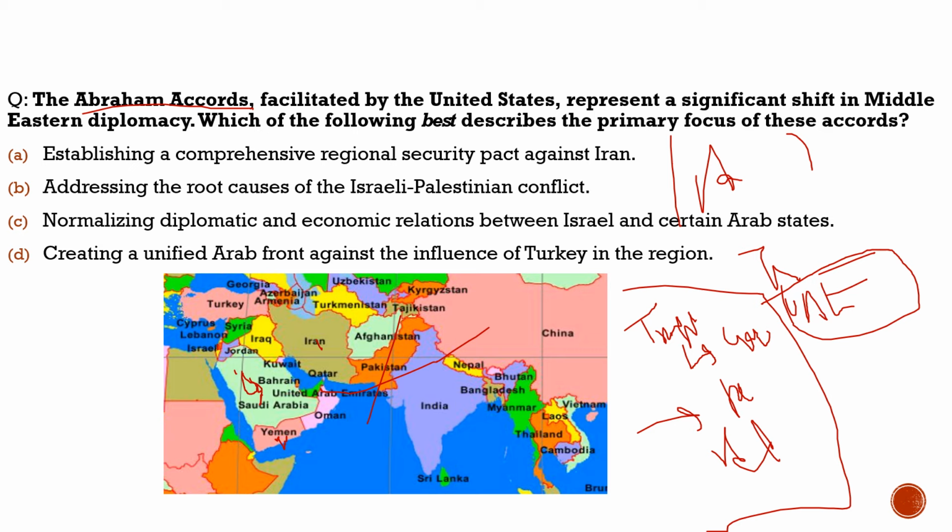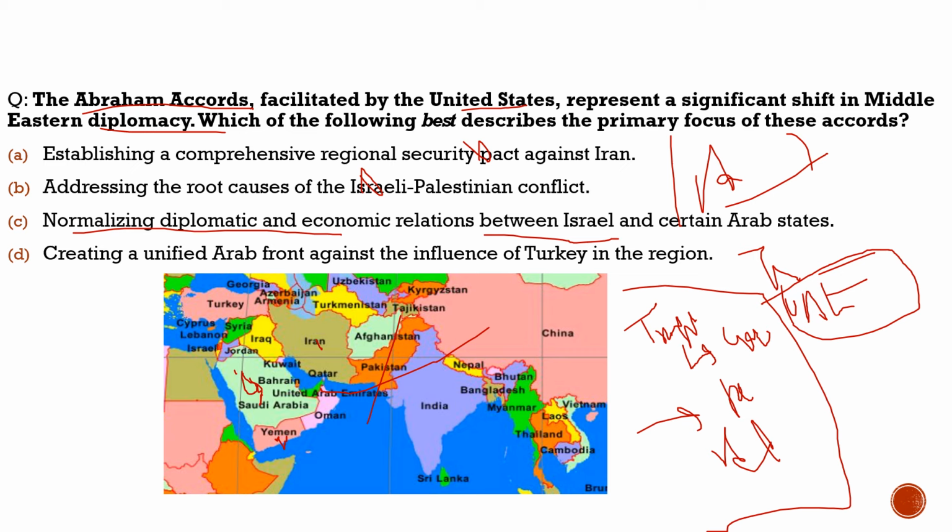Here the question says: the Abraham Accords, facilitated by the United States, represent a significant shift in Middle Eastern diplomacy. Which of the following best describes the primary focus of these accords? What is the primary focus? First, establish a comprehensive regional security pact against Iran? No. Second, addressing the root cause of the Israeli-Palestine conflict? No. Third, normalizing diplomatic and economic relations between Israel and certain Arab countries. 100% correct. So the correct statement would be option C.